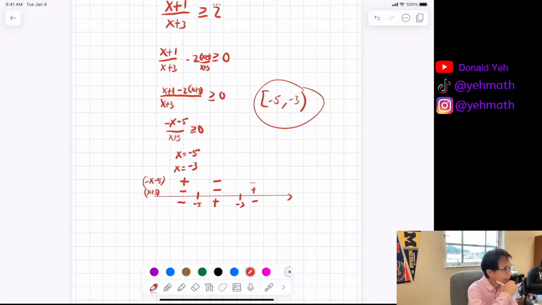So this is called the number line test. This is the last question of your test on Thursday.